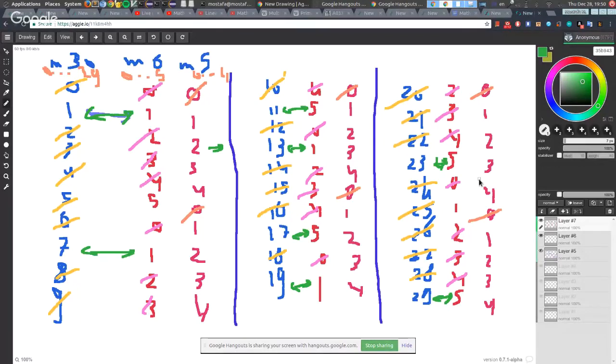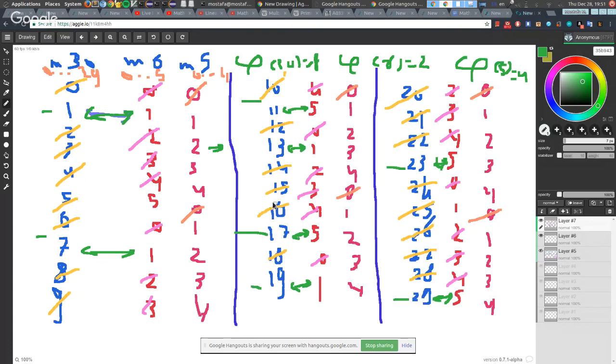So here we're left with all the numbers that are coprime with 30. So basically we have phi of 5 is equal to 4, phi of 6 is equal to 2, and phi of 30 is equal to 8, which is the product, as we saw here. So yeah, 1, 2, 3, 4, 5, 6, 7, 8. So basically this is a demonstration of why the proof is true.